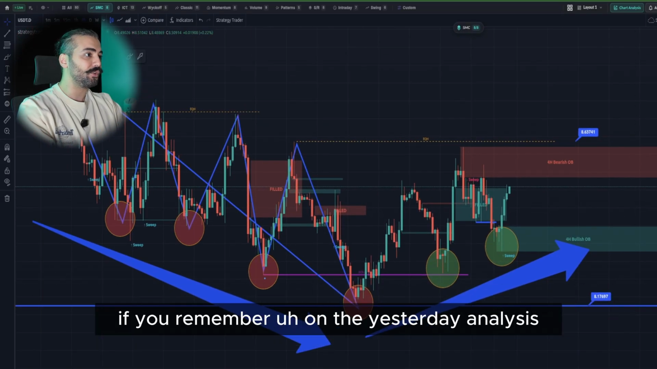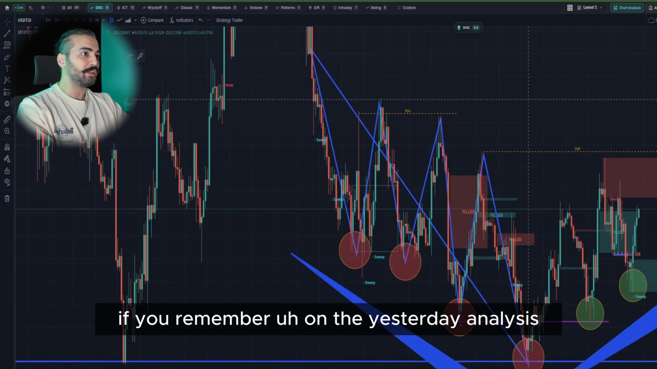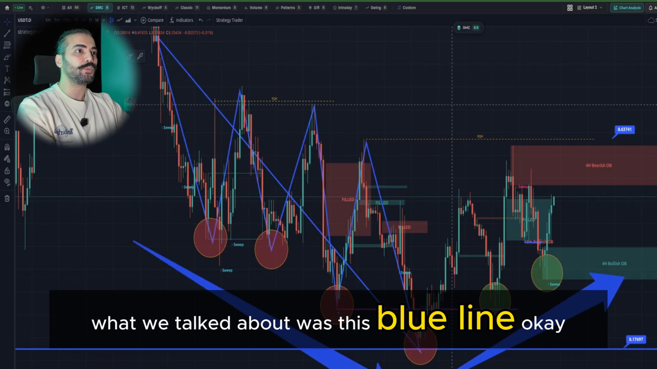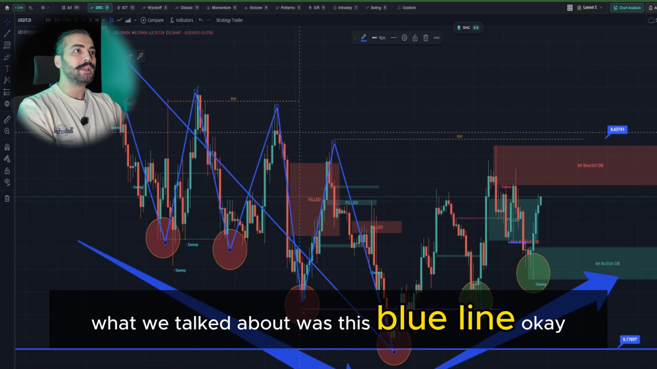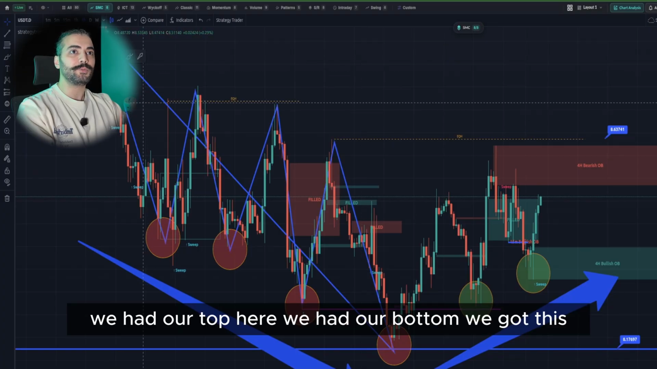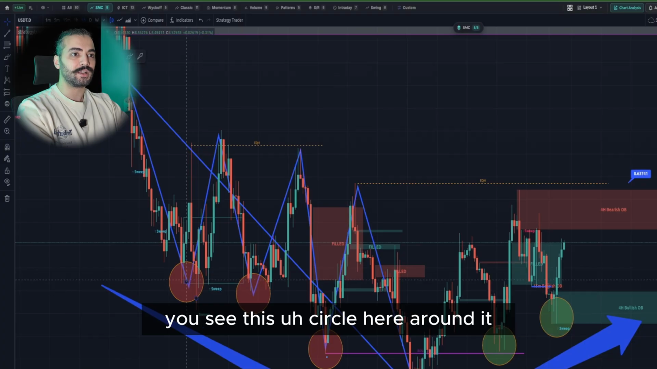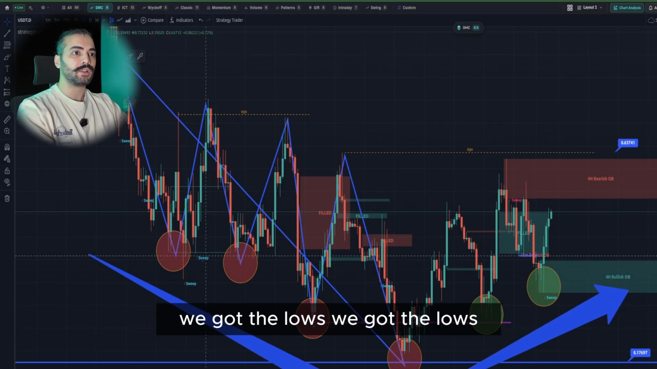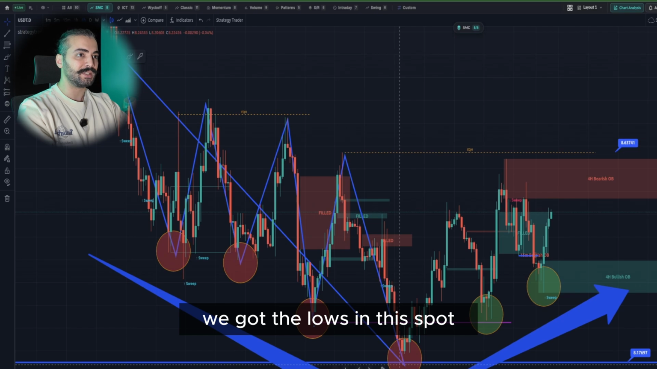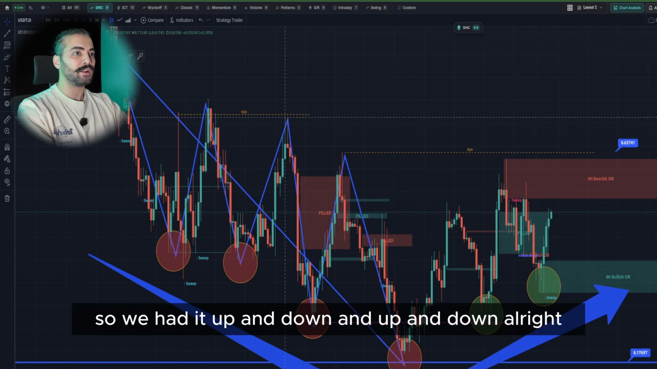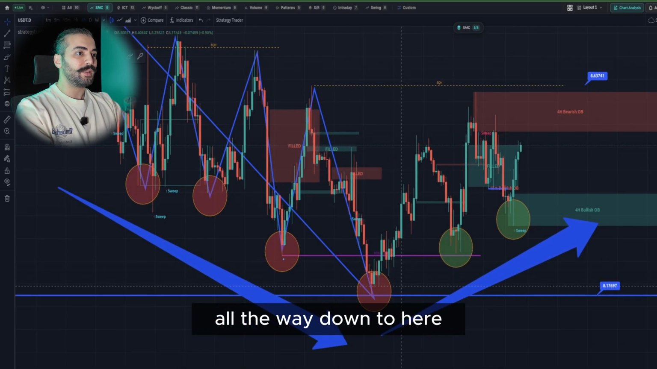And also from yesterday's analysis, if you remember, what we talked about was this blue line, okay? We had our top here, we had our bottom, you see this circle here around it. We got the lows, we got the lows in this one. So we had it up and down, all right? All the way down to here.